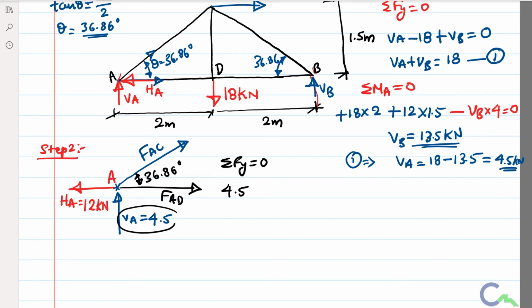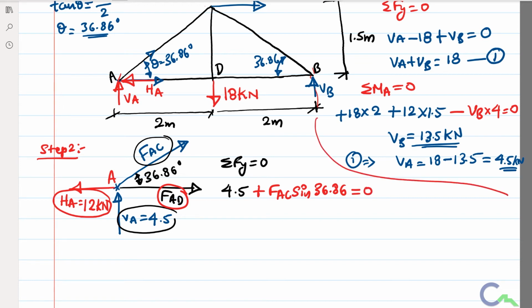So I completed that. Then if I resolve FAC, I am resolving in vertical direction, it is going to move like this in the positive direction. Therefore plus FAC, angle is given with respect to horizontal, I am resolving in vertical direction, therefore component is sine 36.86. FAD is acting exactly horizontal, there is no vertical component. HA is also acting exactly horizontal, there is no vertical component. Therefore this should be equal to 0.